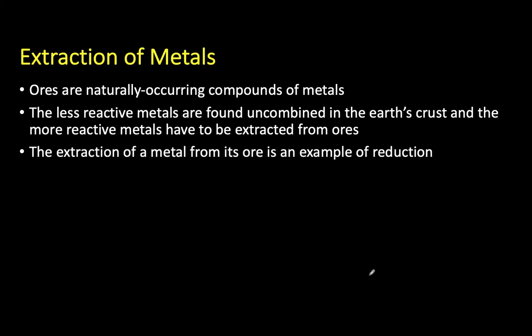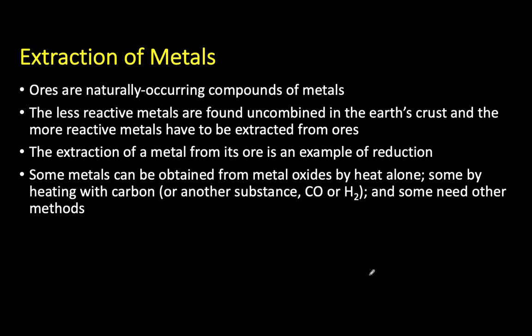The extraction of a metal from its ore is an example of a reduction. So when we take a metal out of its ore, we reduce metal ions to form metal atoms. Some metals can be obtained from their metal oxides by heat alone. So you can take some metal ores, heat them up, and you're able to extract the metal. Some need to be heated alongside carbon or other substances like carbon monoxide or hydrogen, and some need other methods.